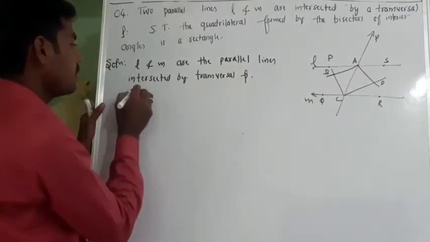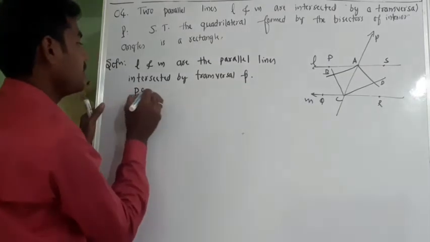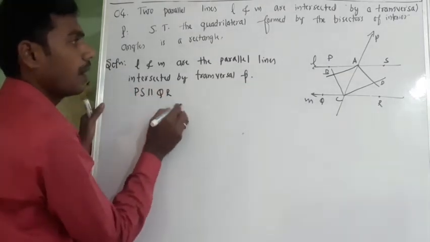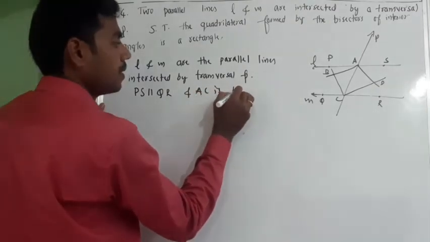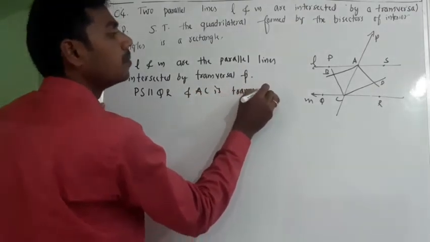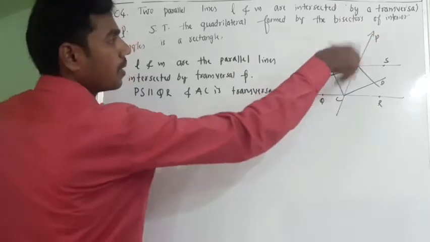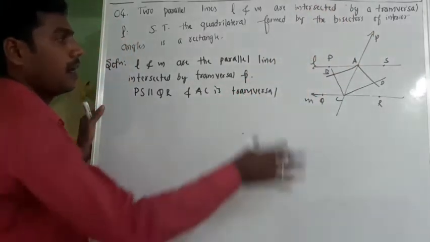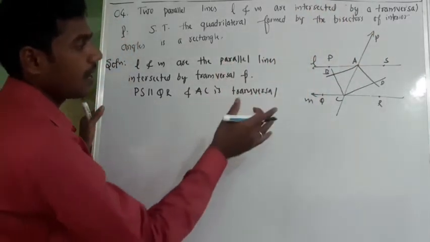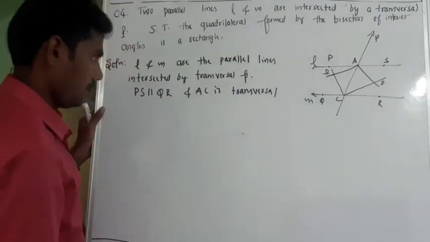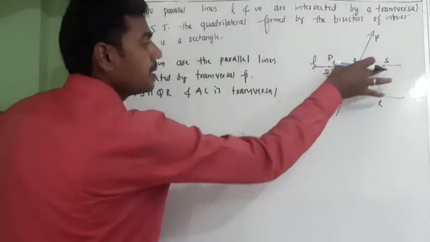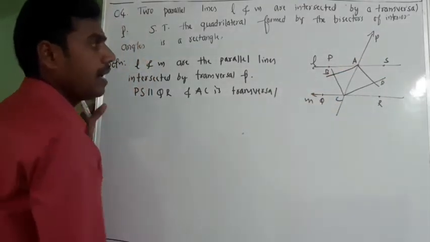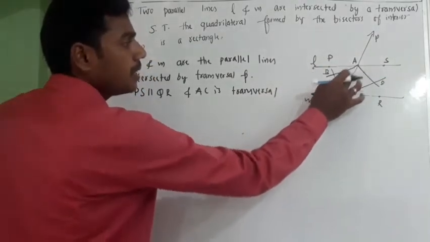Okay, what can I write? PS is parallel to CR, so PS is parallel to QR, and AC is transversal. I can write this because on the line P, AC is there, and on the line L, PS is there, on the line M, QR is there. Now, what can I write? Since PS is parallel to QR, I can write angle PAC is equal to angle ACR.